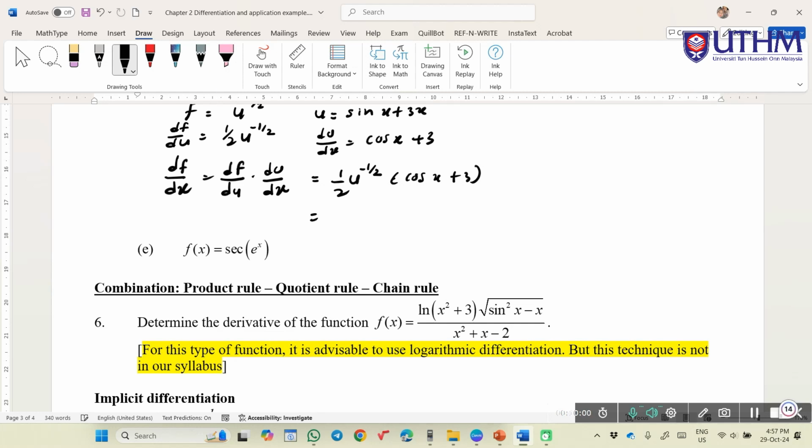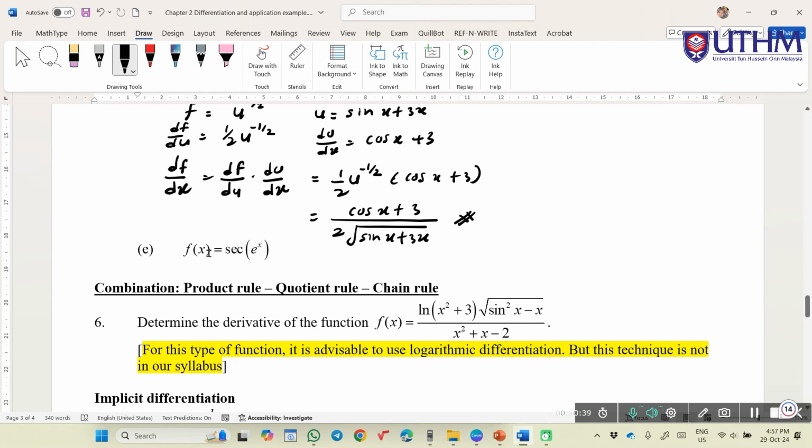This one is 1 over 2u. We substitute back u, where u is sine x plus 3x. Okay, negative 1 over 2. Because of the negative 1 over 2, I will change this to the denominator. So 2 square root of sine x plus 3x, times the cos. So I put cos x plus 3. Okay, that's the final answer.